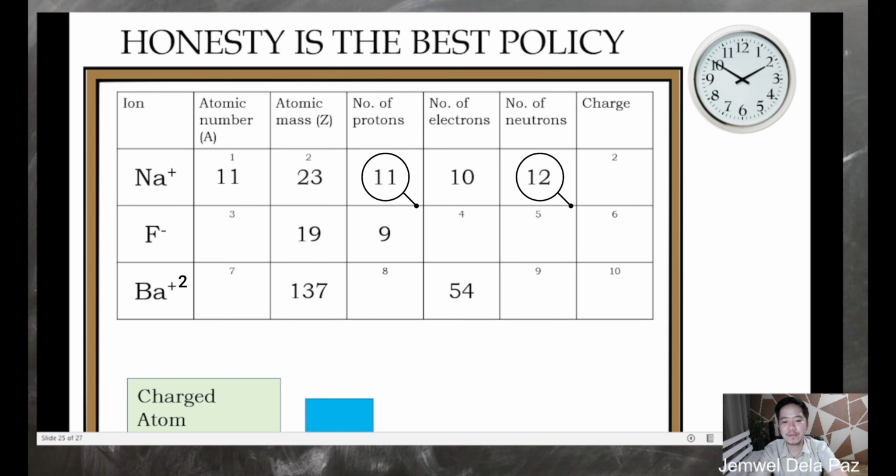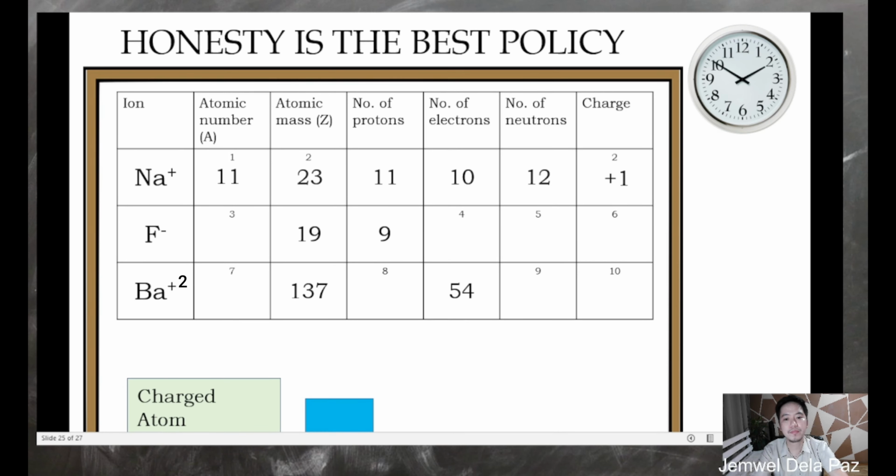11 plus 12 is equal to 23. To counter-check it, to determine the number of neutrons, all you have to do is subtract the atomic mass by the number of its protons. 23 subtracted by 11 is equal to 12. How about the charge? The charge of this ion is positive 1.